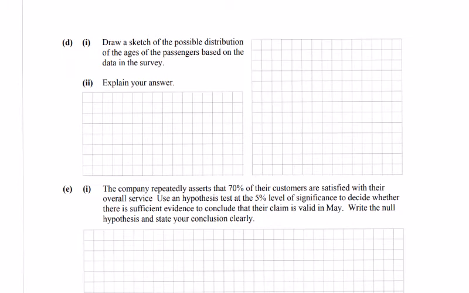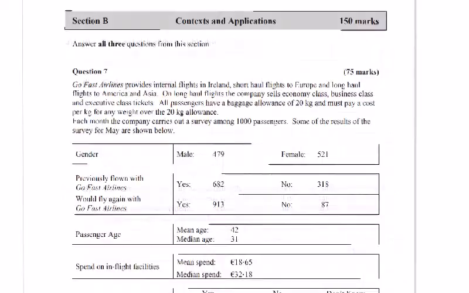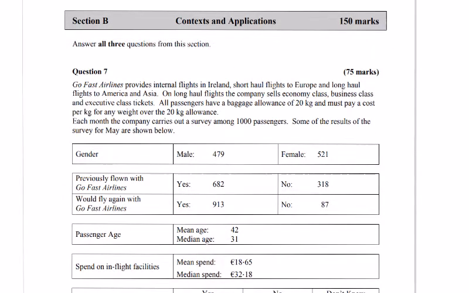Part D, you're asked to draw a sketch of the possible distribution of the ages of the passengers based on the data in the survey. Okay, sketch of the possible distribution of the ages. Let's have a look at the ages. What are we told about the ages here?